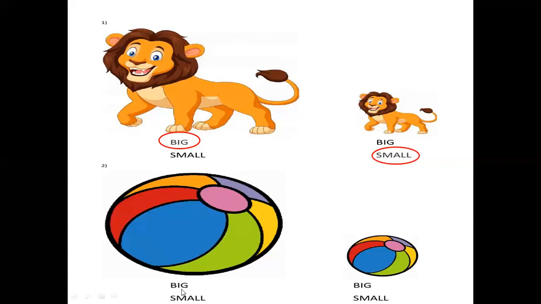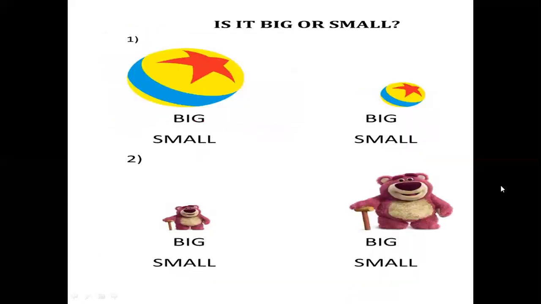This one is big. So we are going to circle the big one because this is a big ball. And in this case, we are going to circle the small one like this because this is a small ball. Understand? This one is a big and this one is small ball. Now look here. Again, we are continuing this activity, okay?